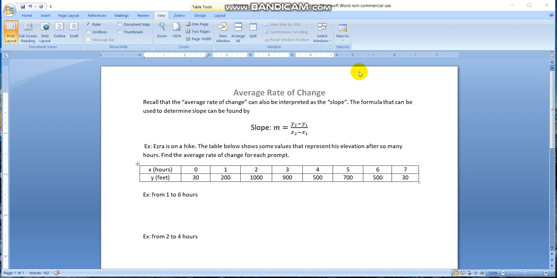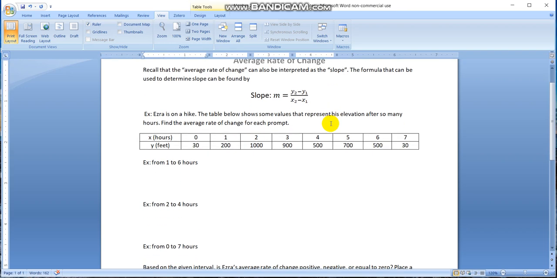Okay, so average rate of change. Recall the average rate of change is basically the same thing as the slope. So you might remember from Algebra 1, slope is you take rise over run, which is y2 minus y1 in the numerator over x2 minus x1 in the denominator. So here's an example.